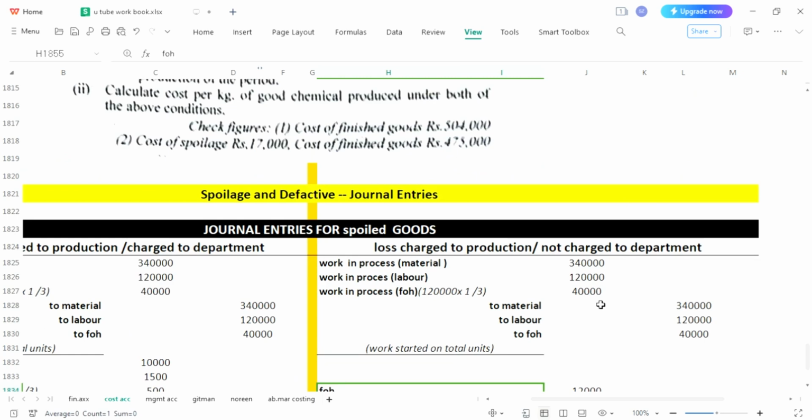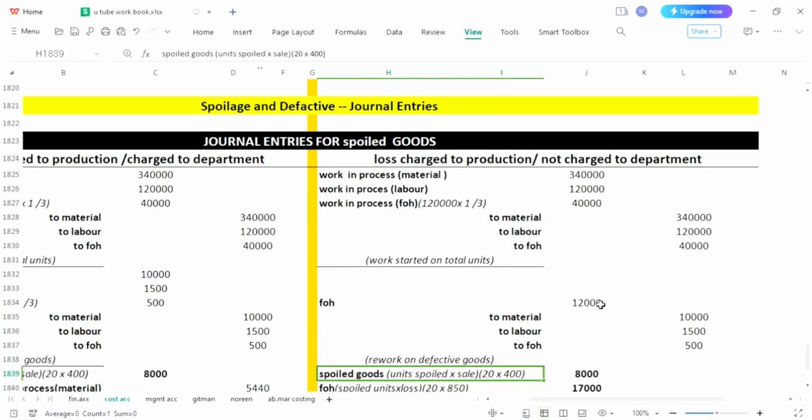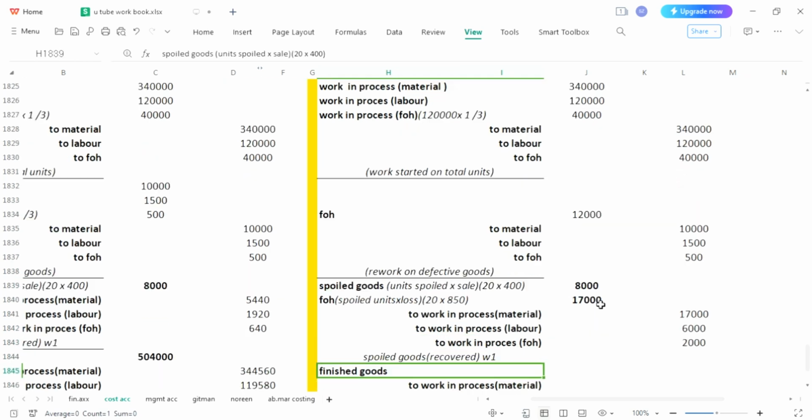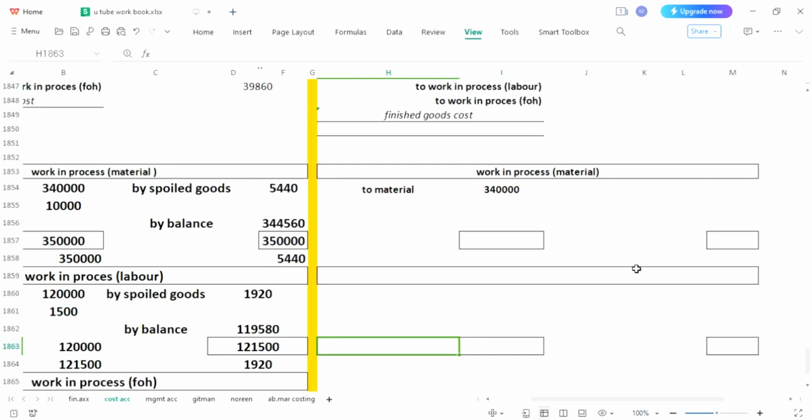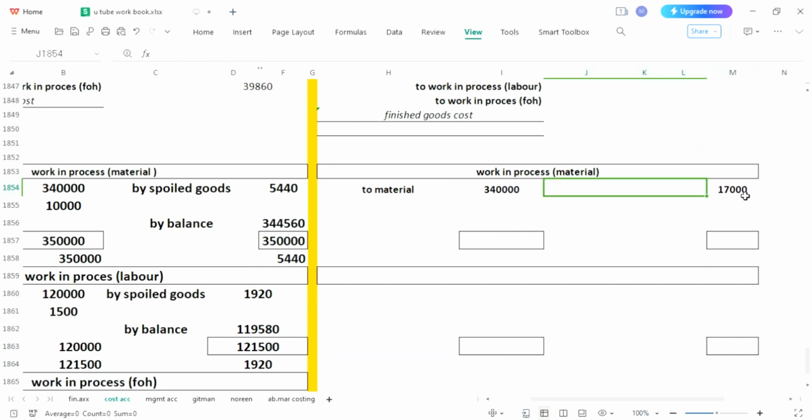Then go back and see if work in process again is present. Second entry, no. Third entry, yes, we have work in process 17,000 on the credit side. So 17,000 would be put on the credit side, and there are two references, spoiled and work in process. Inputs are completed. Now we are going to calculate the balance.